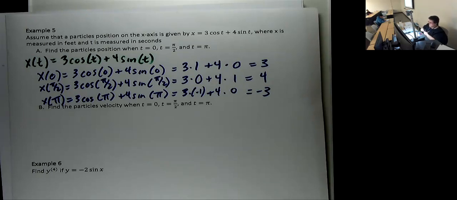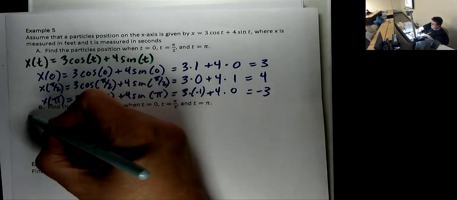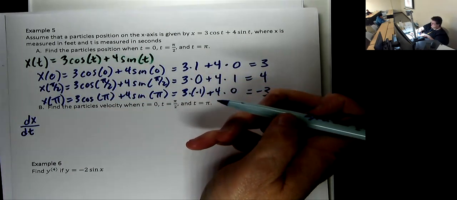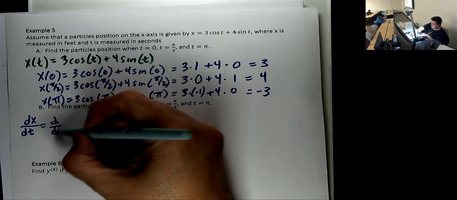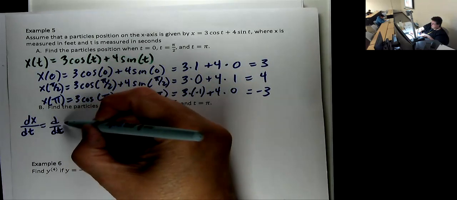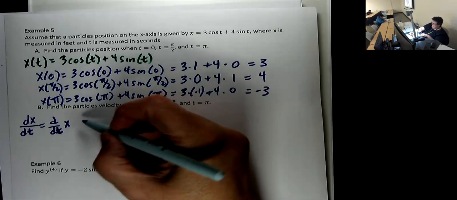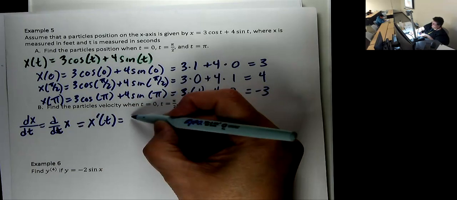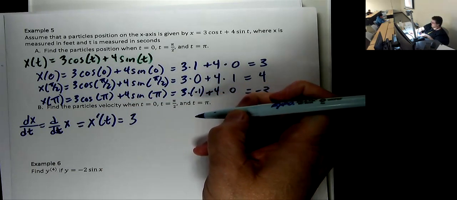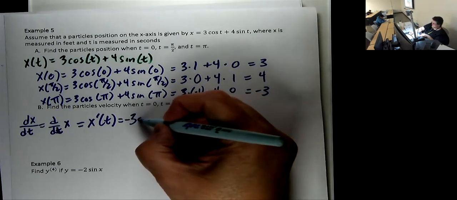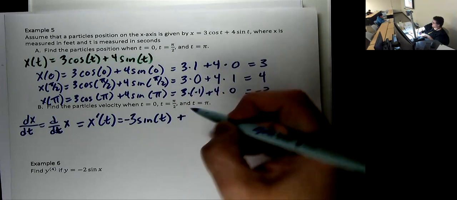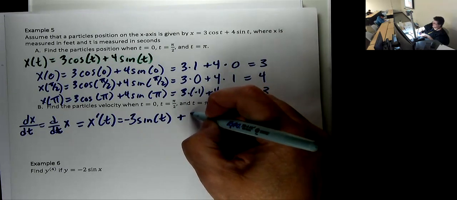Now it says find the particle's velocity. Velocity is a change in position over a change in time, so it's d/dt of x. We're taking the derivative of x with respect to t. x prime of t is, what's the derivative of cosine? Negative sine. I'll put the negative there and put the sine here. What's the derivative of sine? Cosine.